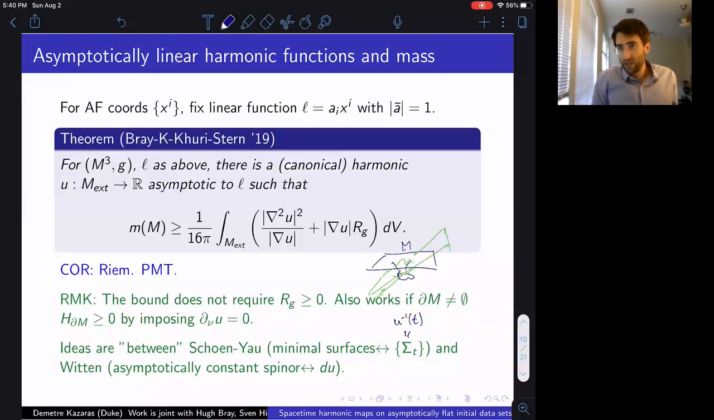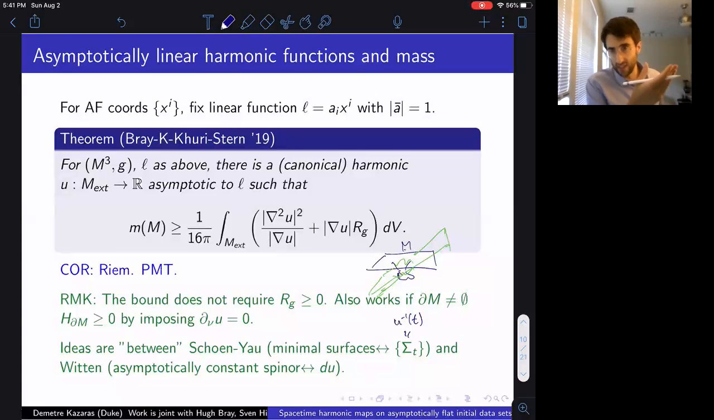But also you can compare this to Witten's proof. In Witten's proof of the positive mass theorem in this context, under a non-negative scalar curvature condition, he constructs a harmonic spinor, a Dirac harmonic spinor on your 3-manifold, which is asymptotic to a constant spinor on R^3 as you go out to the end, appropriately interpreted.